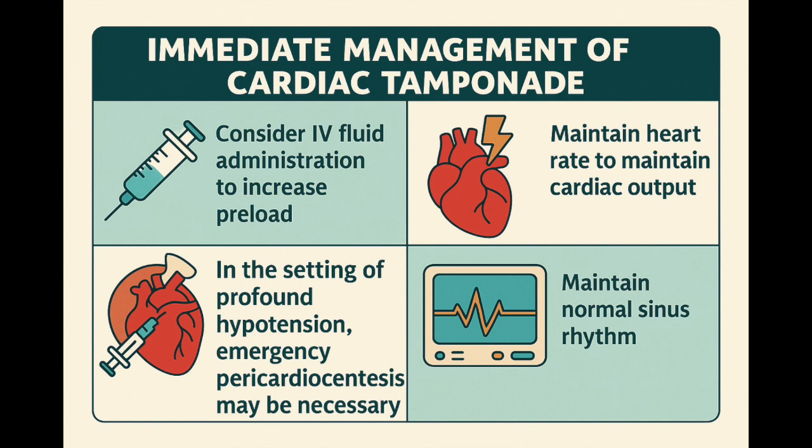Increasing preload temporarily improves cardiac output by helping the ventricles partially overcome the external pressure exerted by the pericardial effusion. At the same time, it is essential to maintain an adequate heart rate. In cardiac tamponade, the stroke volume becomes critically reduced, and the body depends heavily on an elevated heart rate to sustain cardiac output. Any medication or intervention that depresses the heart rate can precipitate further deterioration, so clinicians must remain vigilant.